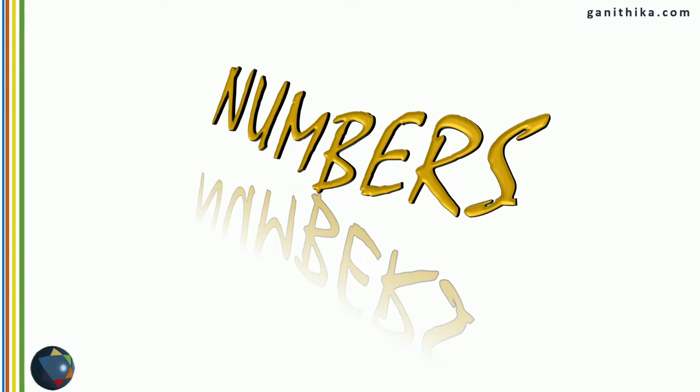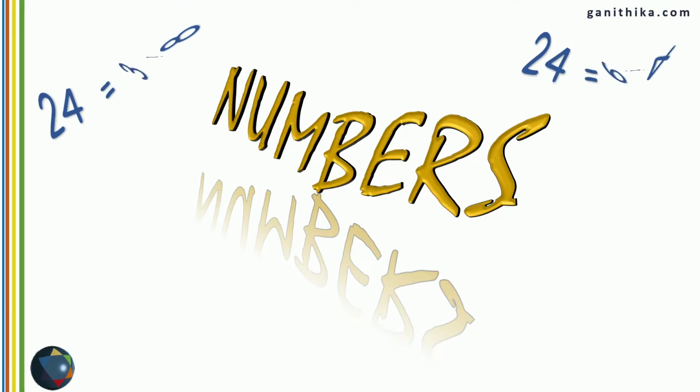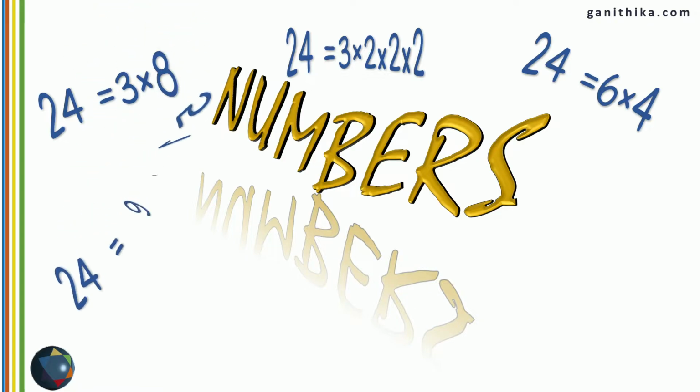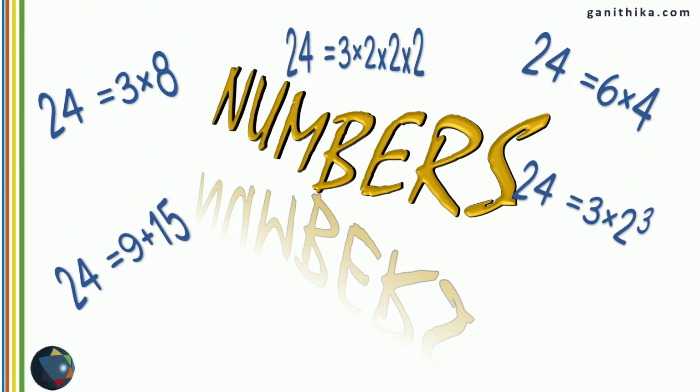Expressing numbers in various forms is an important aspect in number theory. We can express a number as a product of two or more numbers, or a sum of two or more numbers, or as an exponent, and many other forms. Each of these forms has its own applicational value.